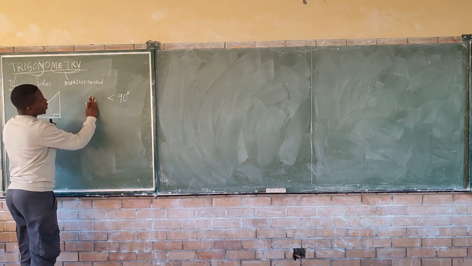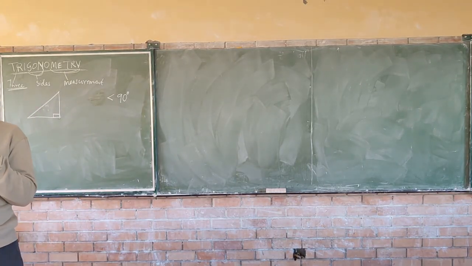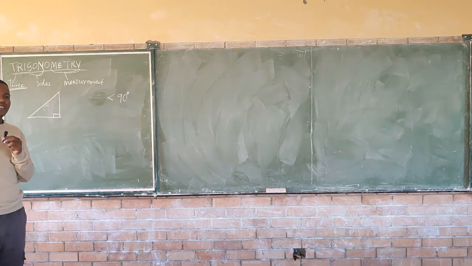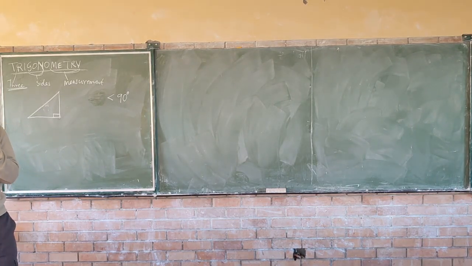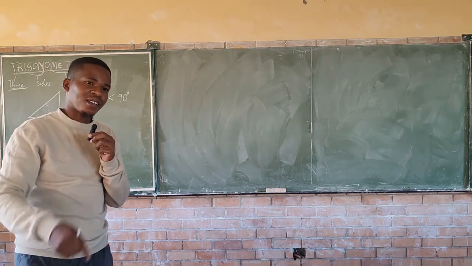So what is the proper definition? What do you say? It's almost 0. Is it starting from 0, or is it greater than 0 but less than 90? Which one is the correct one? Say it.